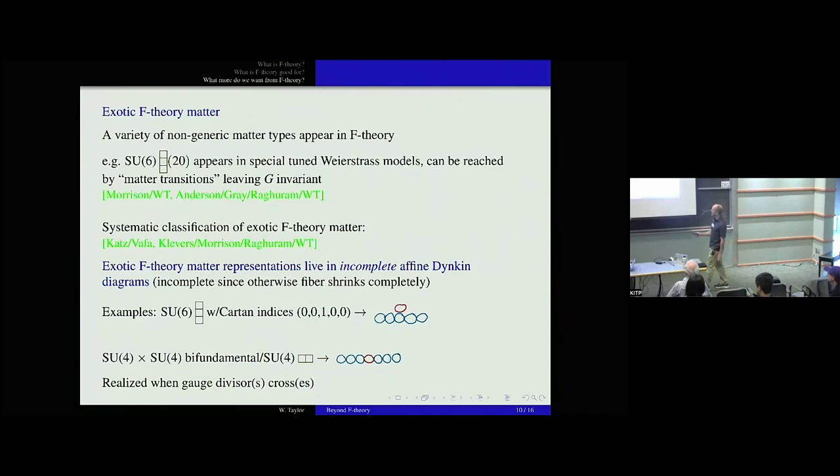Similarly, you can get an SU4 cross SU4 bifundamental or an SU4 symmetric if you have this Dynkin diagram where this is the matter and these are either 2 different SU4s or 1. So just to draw another slightly exotic example, you can get the triple symmetric of SU2 if you have some divisor that crosses itself 3 times with a suitable singularity where it crosses. So we can get some kinds of exotic matter.